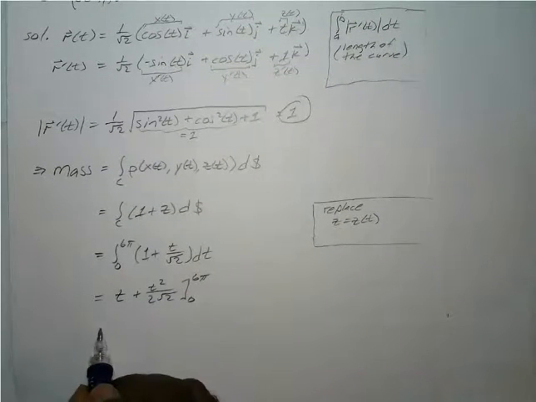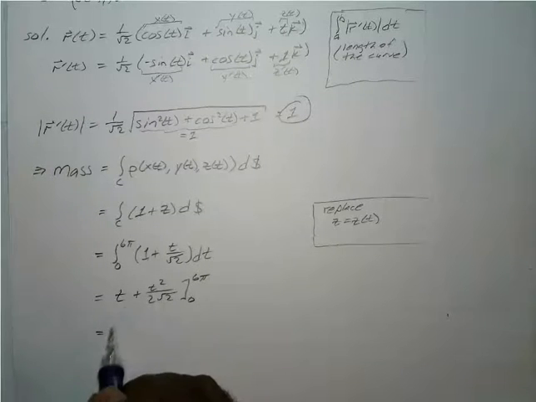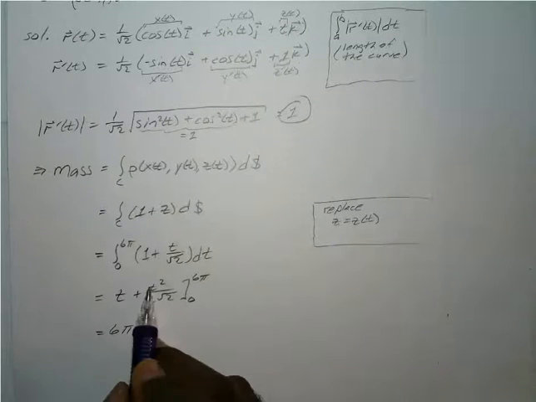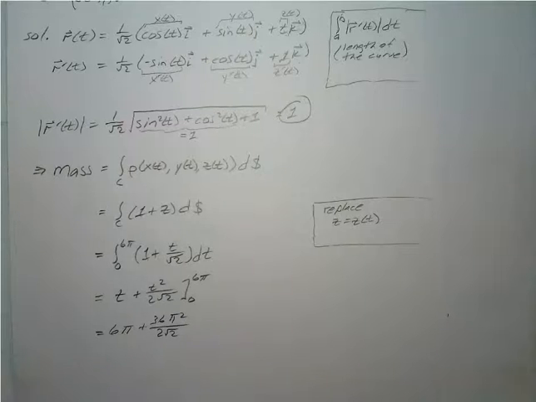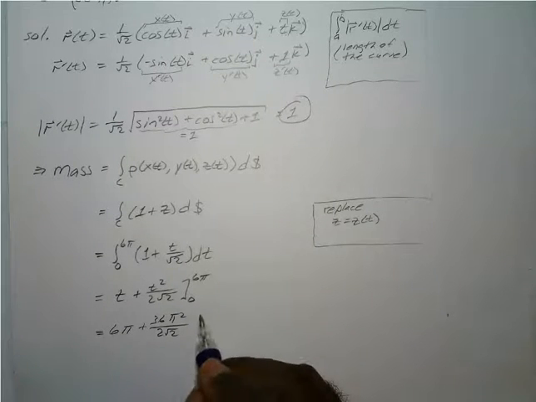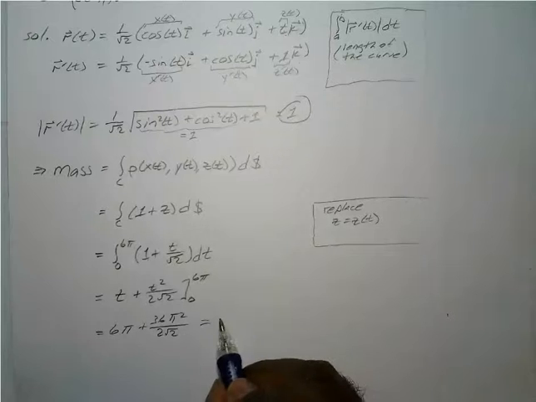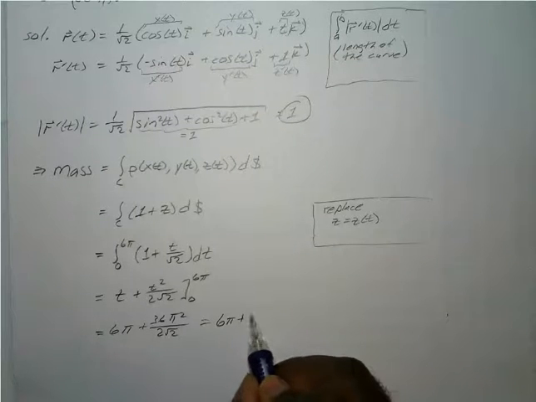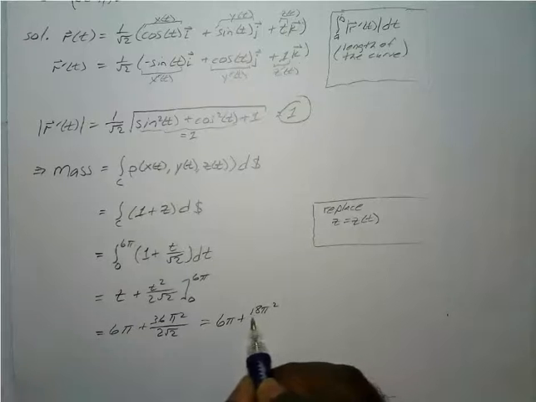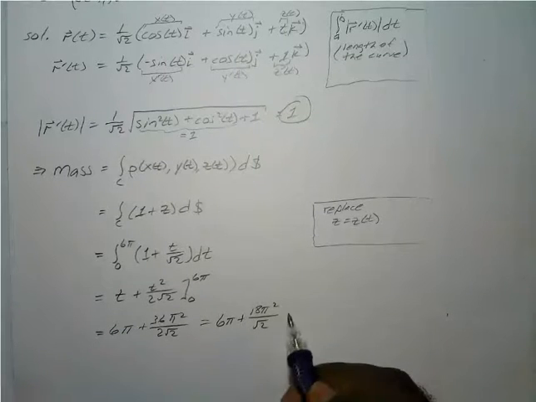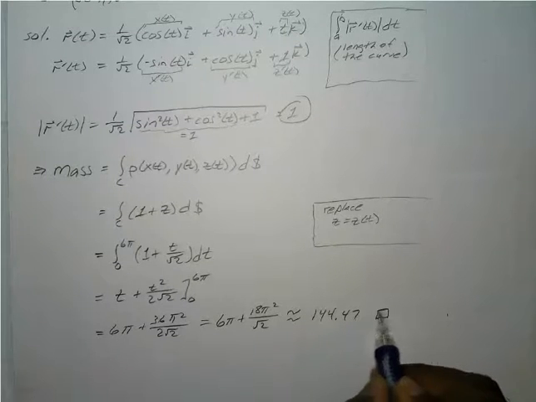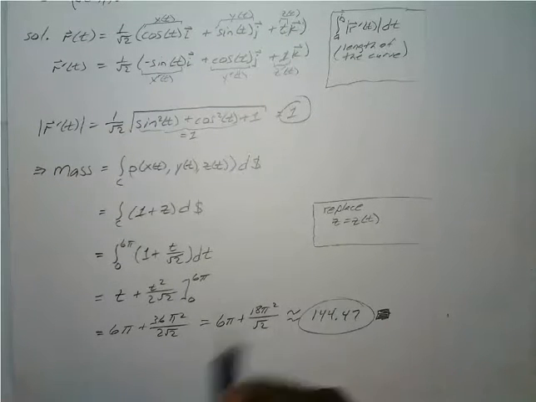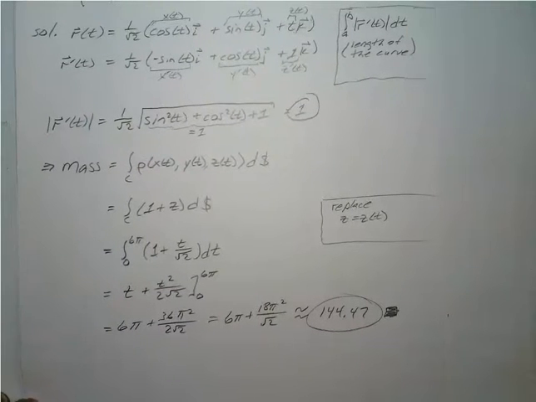Okay, so if we plug in 6 pi, we end up with 6 pi plus 36 pi squared over 2 square root of 2. 36 and 2 can cancel out. Of course, we plug in 0, we get 0, so we skip that part. So we have 6 pi plus 18 pi squared over square root of 2. We round that off, we end up with 144.47. So you have your rounded answer and your exact answer depending on which one is asked for.